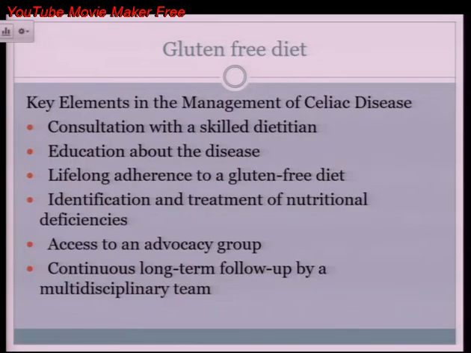Right? So key elements in management of the patient is consultation with the skilled dietitian. They have to know about gluten, celiac disease, and they have to know about all their hidden sources. There's also a lot of support groups. Pretty much, I think every place has their own support group. And same thing in Albuquerque, there are some support groups which are available for celiac. Educate them about the disease, educate the importance of adherence to a gluten-free diet, and you have to identify and treat any nutritional deficiencies. And long-term follow-up, at least you want to see these patients once a year.